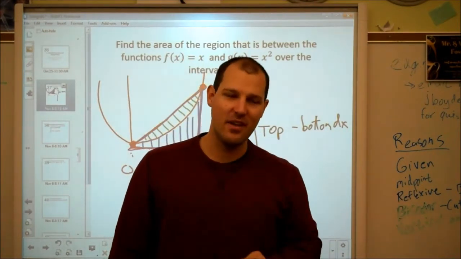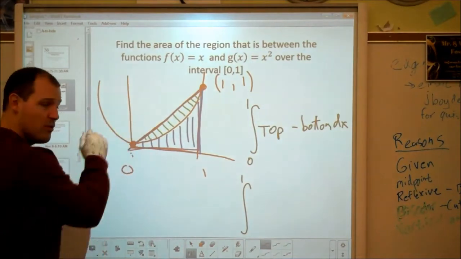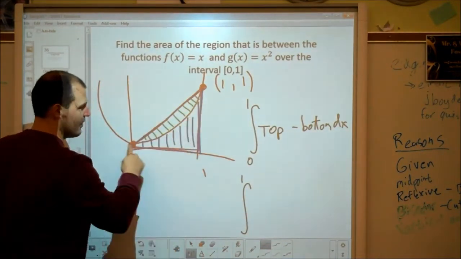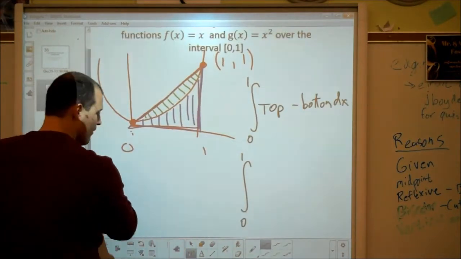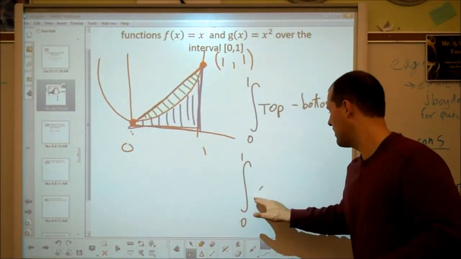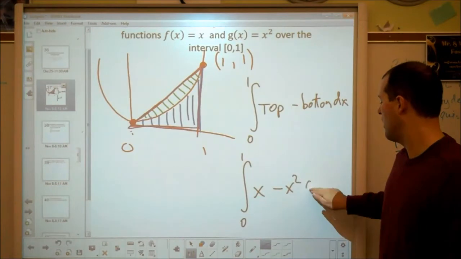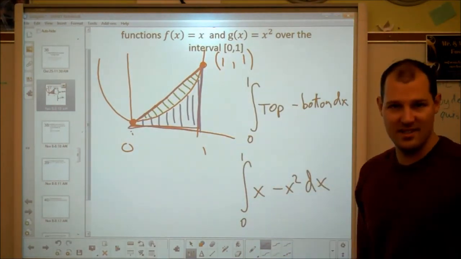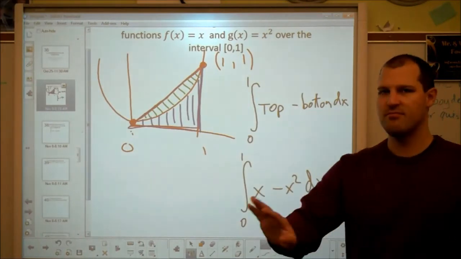We have to look specifically over the interval we were given. We can do it visually on this one. The top function is the linear function, and the quadratic goes below. So what we're going to have is our top function x minus x squared dx. That's going to be the hardest part of today, is getting the setup. Once we have the setup, it's a total piece of cake.